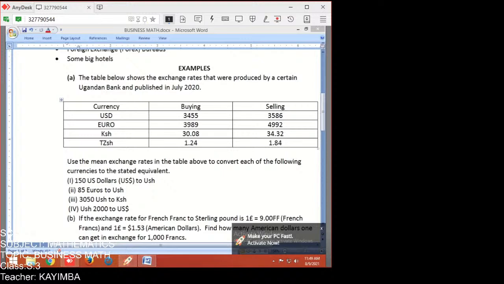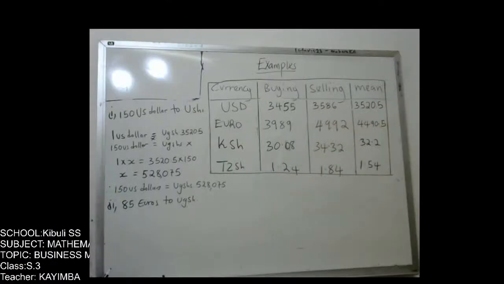Then there is another question, question Roman 2. Can you look at question Roman 2? What is Roman 2 telling us to do? Convert 85 euros to Uganda shillings. Is it like that? Yes. Now, do you have euros in our table? Remember they told us to use the mean, right?